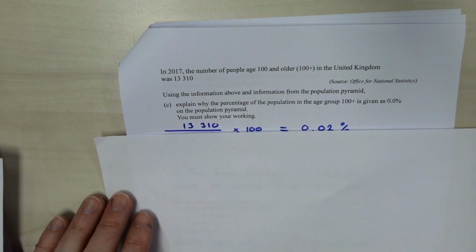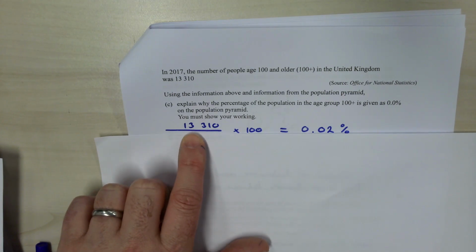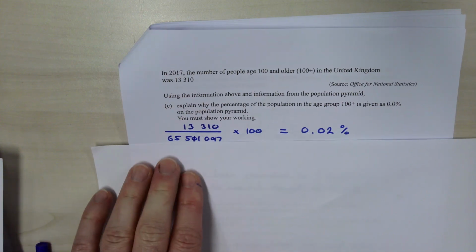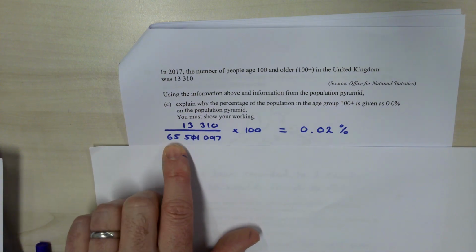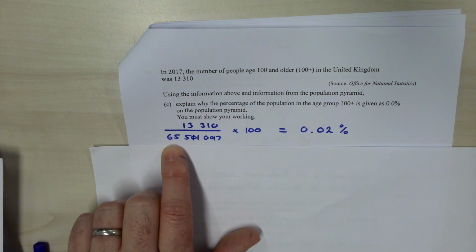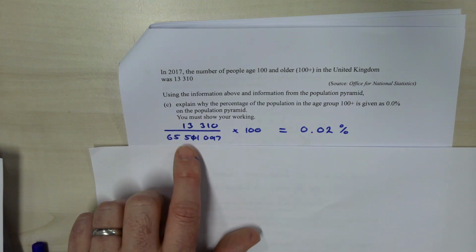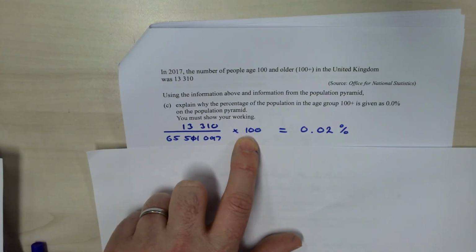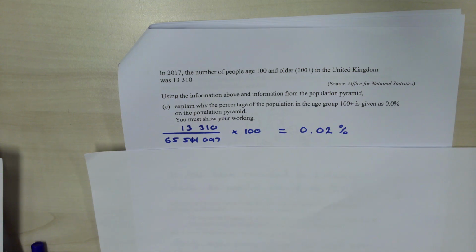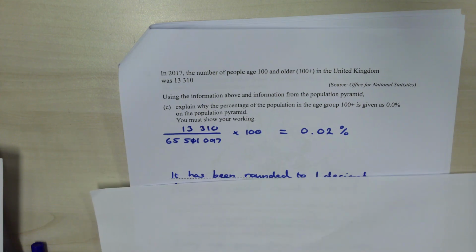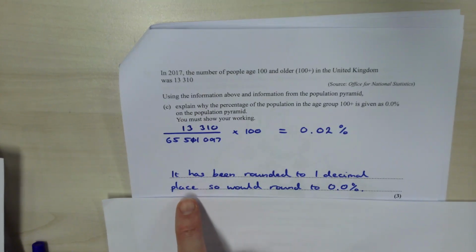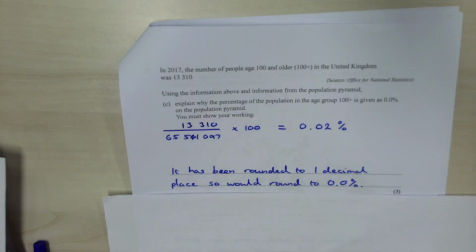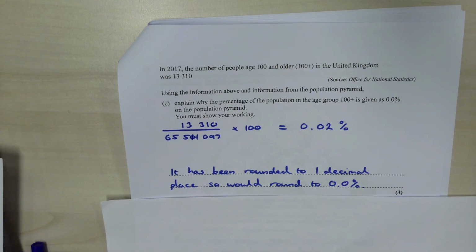So as I've done this question, I've taken the number of people that they've told us in the question here, and I've divided that by the total population within the UK, which is 65,511,097 people, and I've multiplied that by 100 to get 0.02. Now, what you'll notice from the pyramid is it has rounded everything to one decimal place, and that is why it would come up as 0.0 as our answer.